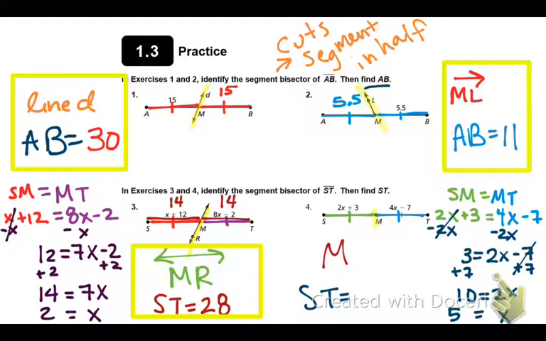So the last step here, to plug it back in. 2 times 5 is? 10 plus 3 is 13. So the other side should also equal 13, but we're going to check. 4 times 5 is 20, minus 7 is 13. Perfect. So the length of ST is 26.